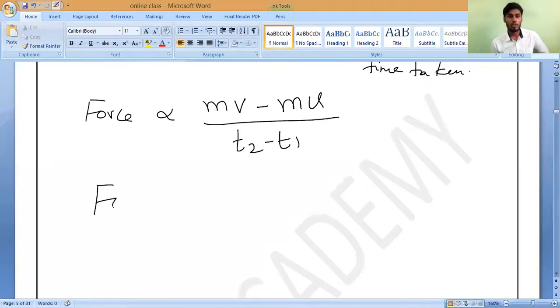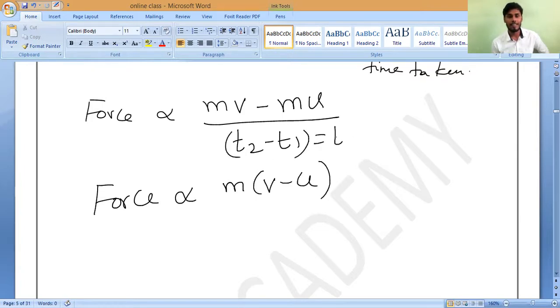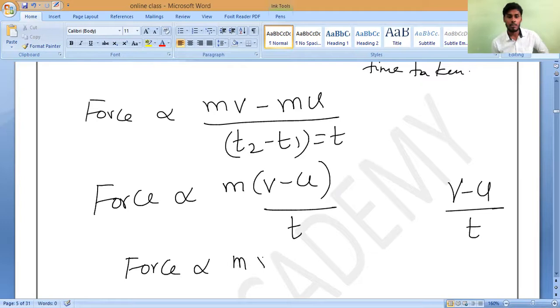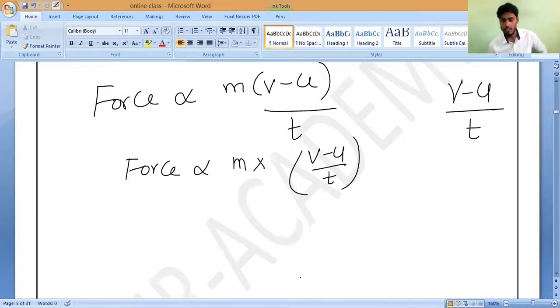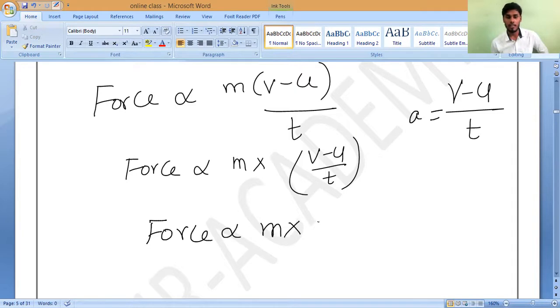So now, force is directly proportional to m, which is constant, times (v minus u) divided by (t2 minus t1), which is equal to what? Divided by t. So now observe very carefully. v minus u divided by t looks like the acceleration formula. I can write v minus u by t equals a, acceleration. Can I write it or not? So force is directly proportional to mass into acceleration.